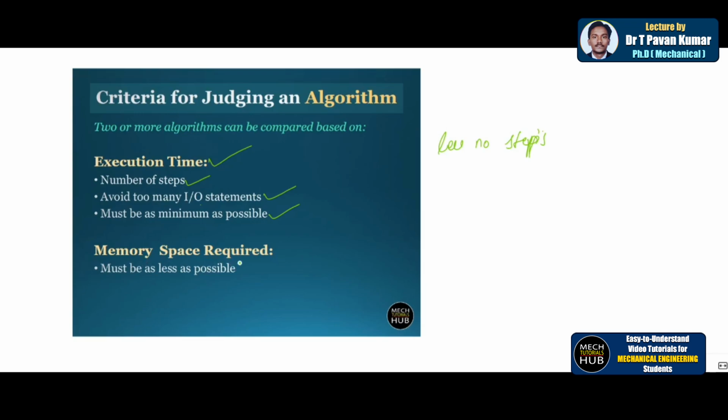Similarly, memory space required. If you give too many steps, as I said, some person may complete their communication with 10 steps, some with 50, some with 100. All are the same, the output will remain the same, but this person has communicated with very few steps. This we call an efficient algorithm. If you go with more steps, then memory becomes a problem. We have to use less memory with effective work.